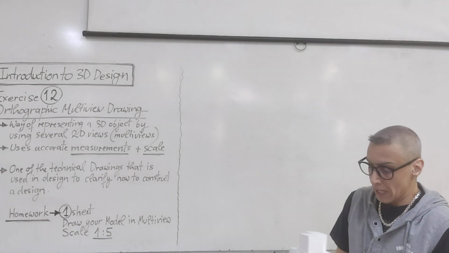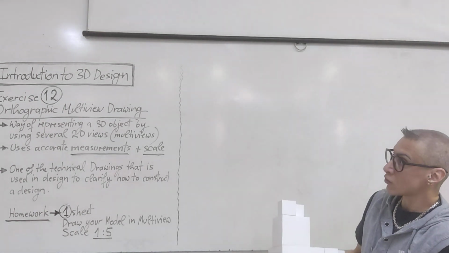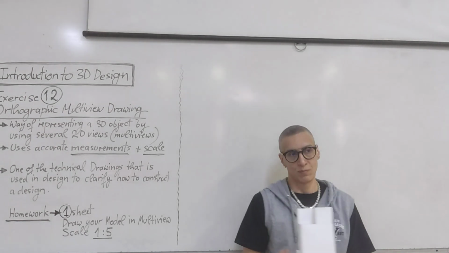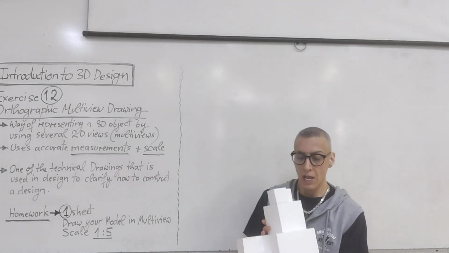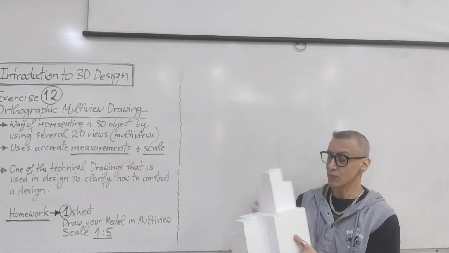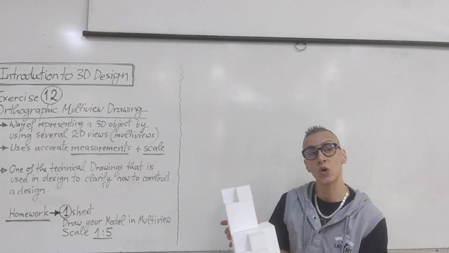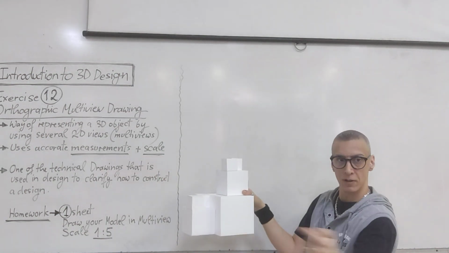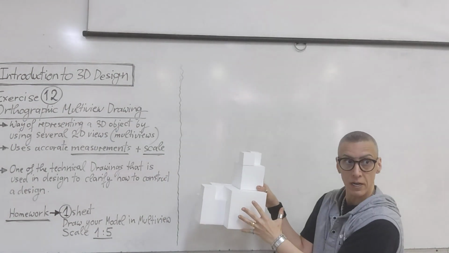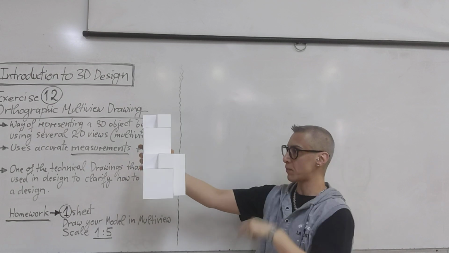Now, to start drawing the views, there are certain things you need to be careful about. First of all, you are drawing each view as if you are looking at it parallel to it. So for example, if I want to draw this view from here, it is like I'm looking at it parallel.